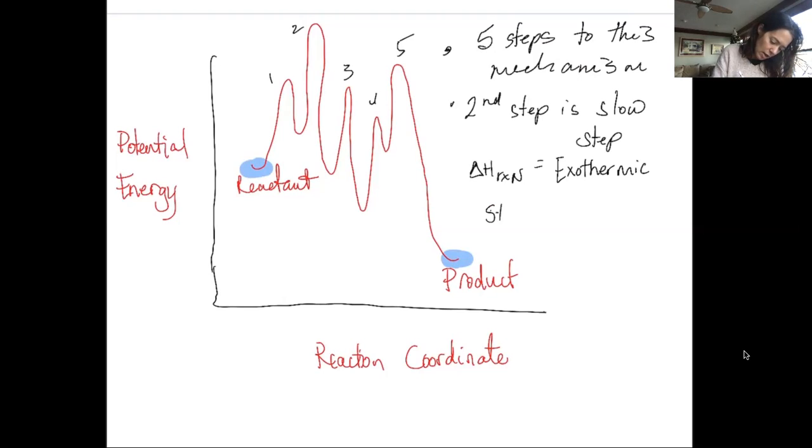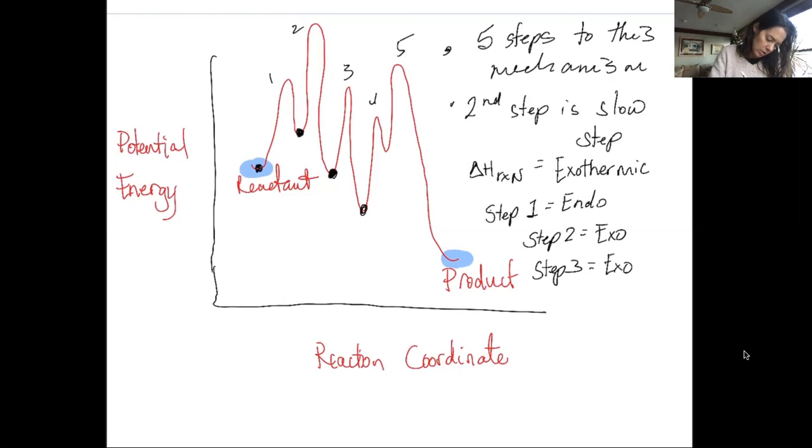We can say that step 1 is, let's see, if we start here and we end here, is that exo or endo? Is endo. We could say that step 2, you figure it out. We start here, we end here. That's exo. We could say that step 3, here to here, is once again exo. Step 4 would be endo. And step 5, not overall, but step 5 itself is exo.